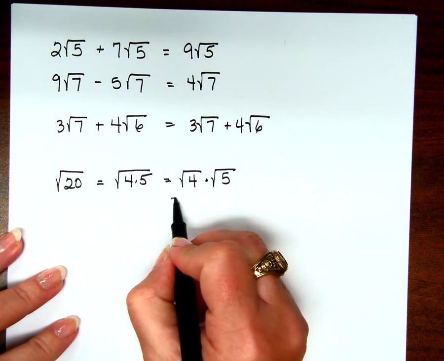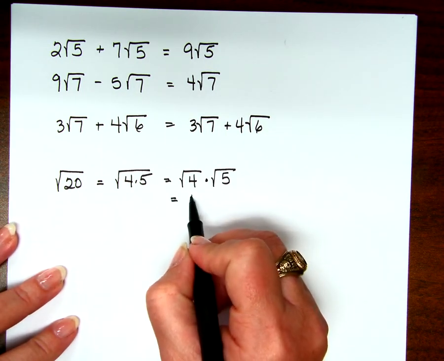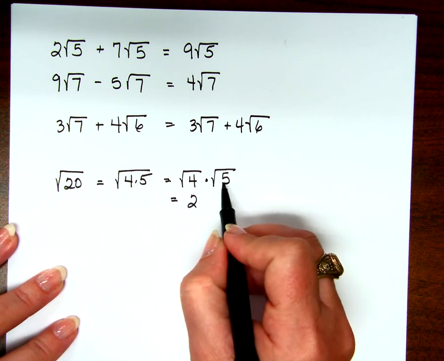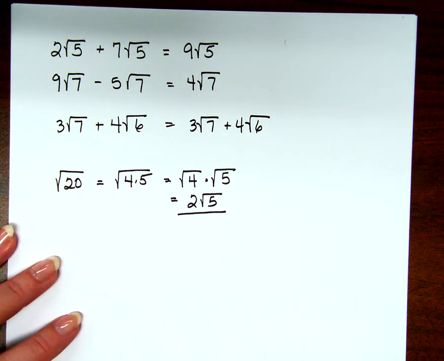And didn't you just tell me you knew the square root of 4? 2. Do you know the square root of 5? Neither do I. That is simplified.